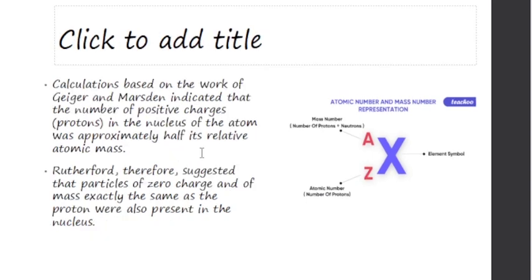calculations based on the work of Geiger and Marsden indicated that the number of positive charges in the nucleus of an atom was approximately half of its atomic mass. So it accounts for an extra particle inside. Yes, because the protons were just half of the mass, which means there's another particle inside that should balance out and make it complete. Rutherford therefore suggested that particles of zero charge and a mass exactly the same as the protons were present in the nucleus.